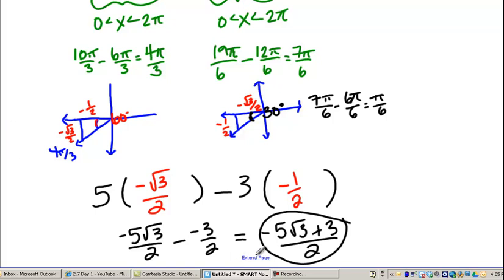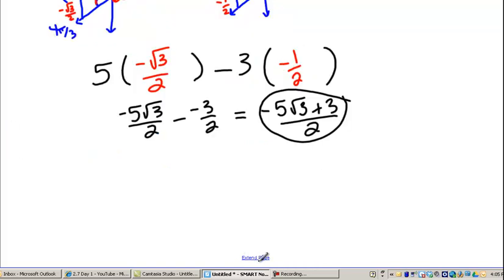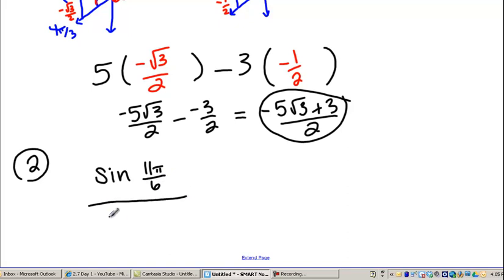Don't give up. I know this looks tricky, but I promise it's not as bad as what it looks. Okay? Second problem we're going to work out. It's a good old division problem. We got sine of 11 pi over 6 divided by cosine of negative 2 pi over 3.